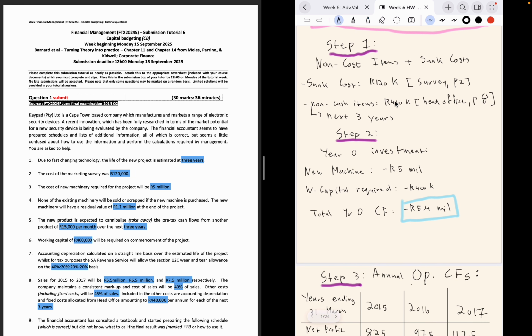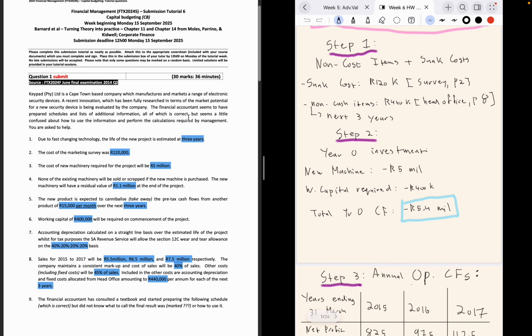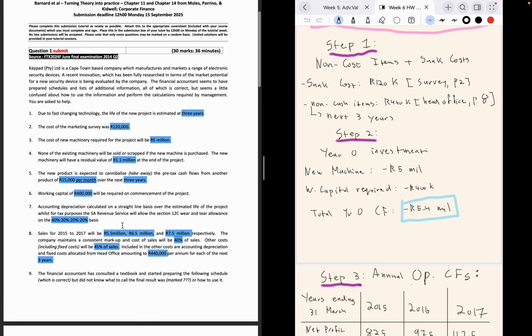So what's our first step? Firstly, let's identify our non-cash items and our sunk costs. So the first sunk cost you can identify here is the marketing survey, which is 120,000 Rand. The non-cash item that you can identify, let's go to point 8, is this fixed costs allocated from head office amounting to 440,000 per annum for each of the next 3 years. So those are our sunk costs and our non-cash items.